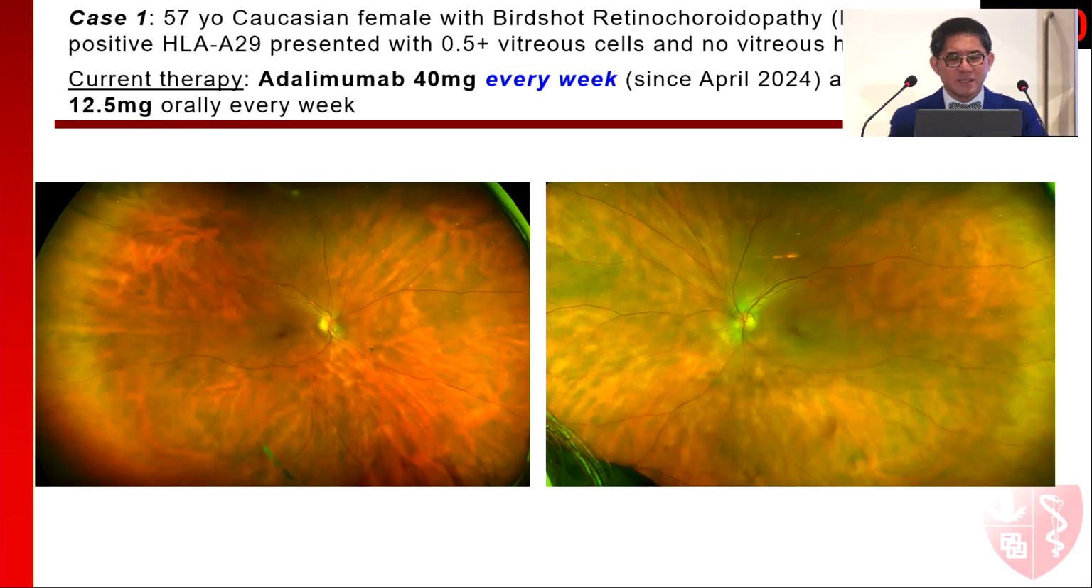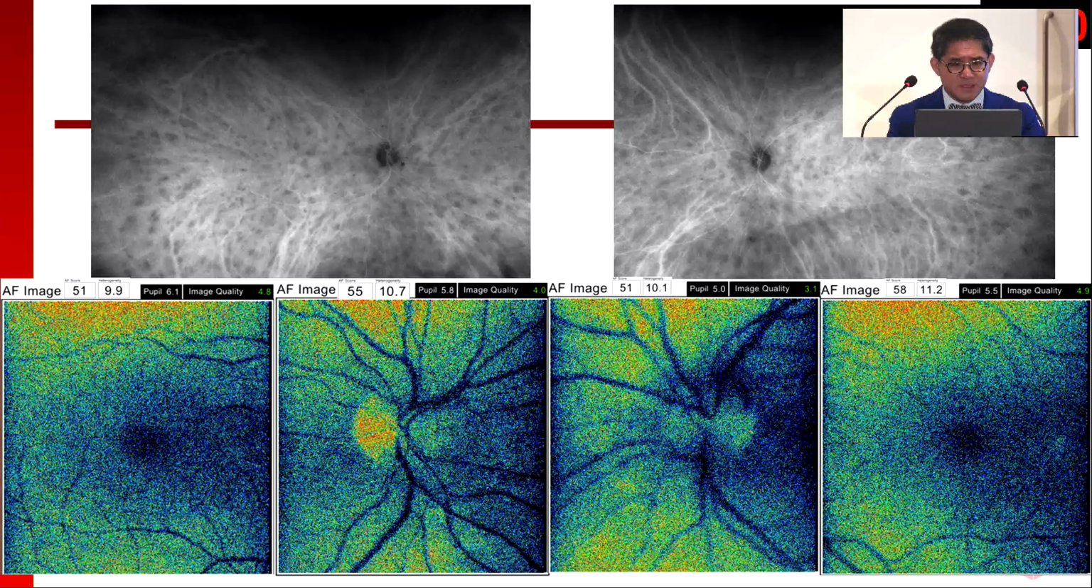So we start with 2 cases. This first case is HLA-A29 associated, so you may call it birdshot. Using various functional endpoints and also some of the imaging, we decided this patient had a very aggressive condition. As you can tell from the treatment, we were using adalimumab 40 milligrams every week and also put methotrexate on that too. So right away when you look at the regimen, you know that this patient received more than the typical dose. And so we determined that this patient had active disease. In the upper panel, you see the ICG and you see multiple hypofluorescent dots.